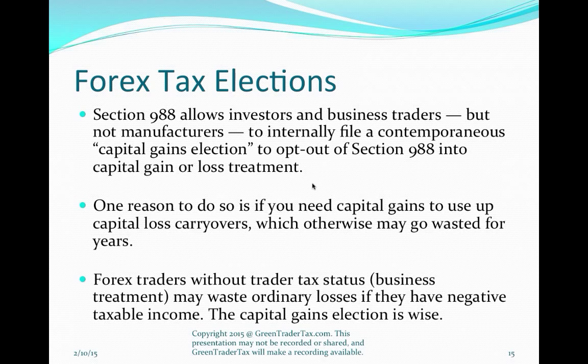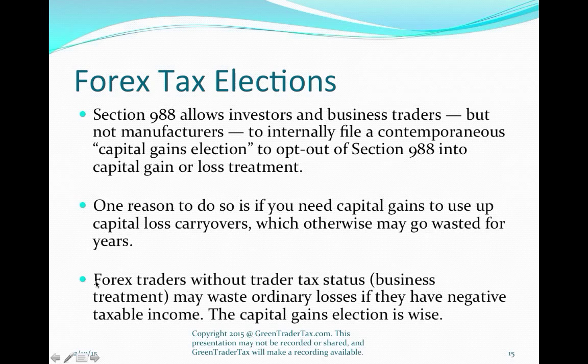Now, why do it? One reason is if you need capital gains to use up capital loss carryovers, which otherwise may go wasted for years. If you have capital loss carryovers left over from securities or futures, and now you're trading Forex, and your Forex otherwise is ordinary and you can't offset it with capital loss carryovers, you want to file this capital gains election.